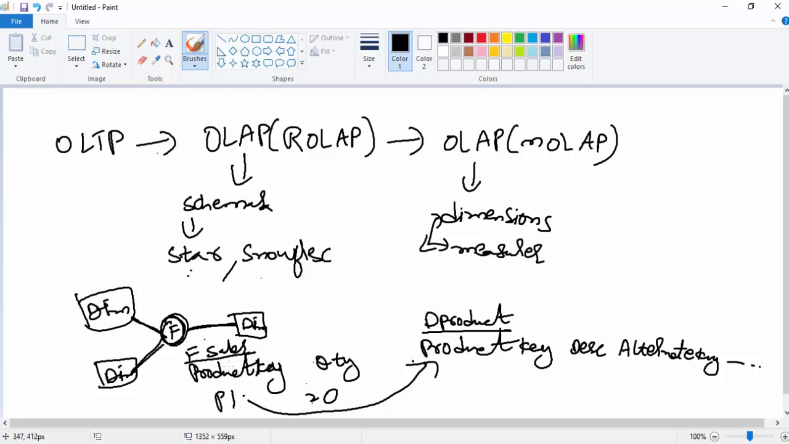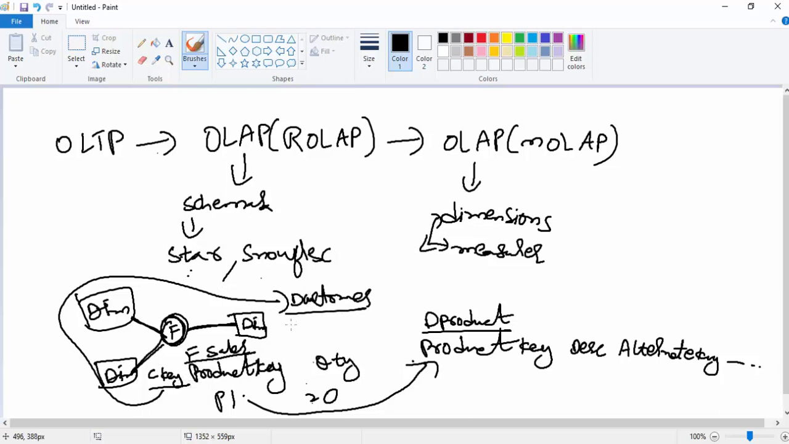If I want to get the same information regarding a customer, the same fact sales will have the customer key. I'm writing a shortcut as customer key. Then the customer information will be stored in a separate table called dim customer. To get the customer information, from the fact table you will join the dim customer on the customer key, which I am writing as C key. You will have the name of the customer and so on.